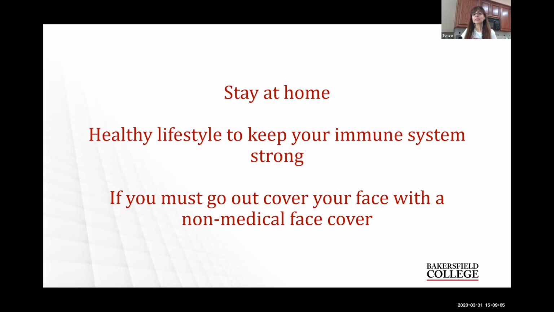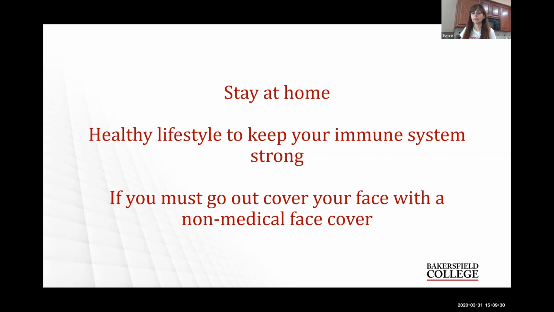So staying at home, sheltering in place is not something new that we've been messaging from Bakersfield College leadership. To that message of staying at home, I'm including try to keep a healthy lifestyle to make sure you sleep well, you eat right, you exercise, and stay as positive as you can, because a healthy lifestyle really helps keep your immune system strong.